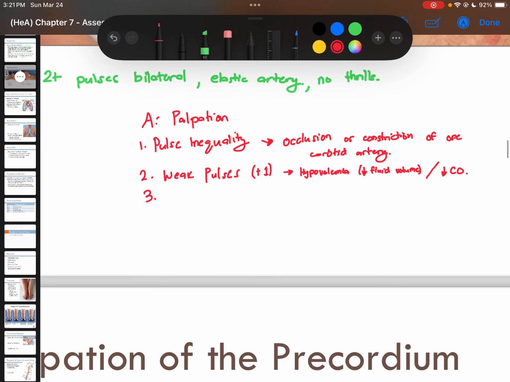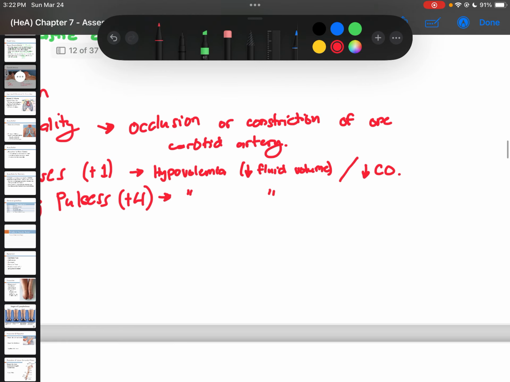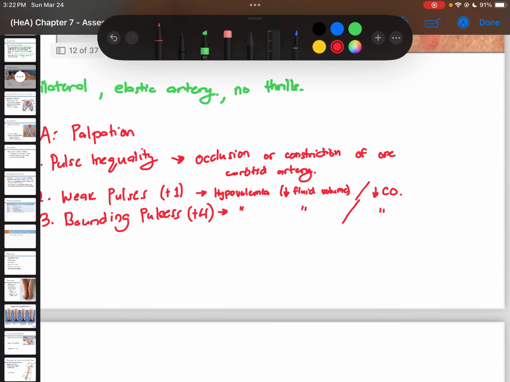Number 3 class is what we call our bounding pulses, or very strong pulses. Okay, bounding pulses. These are the pulses that are plus what? +4. Okay? This is also caused by the same hypovolemia due to decreased fluid volume or decreased cardiac output. Now, sir, tell me, how is it that when the pulse is slow and when the pulse is really strong, it is caused by the same problem?